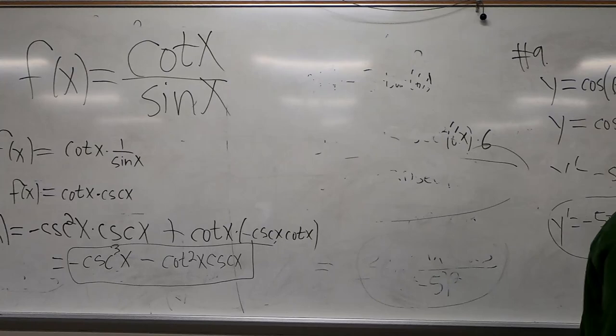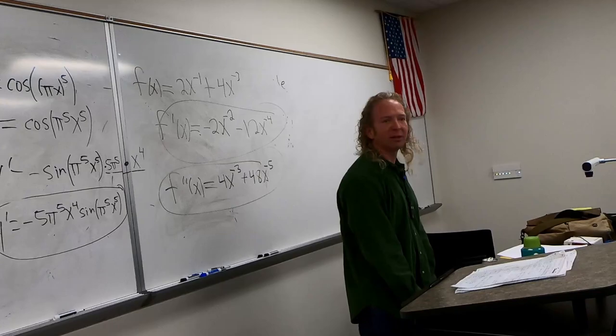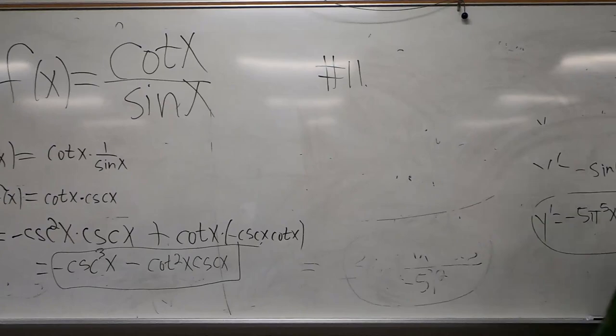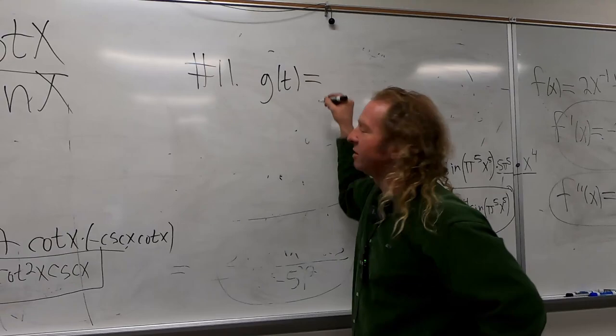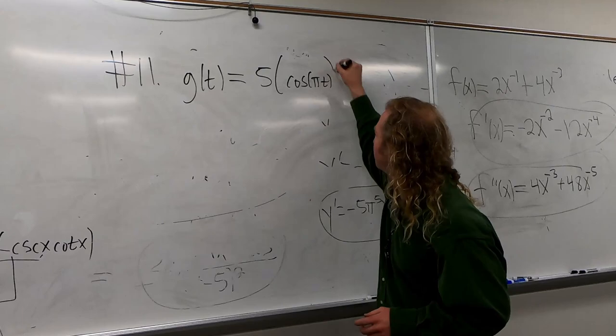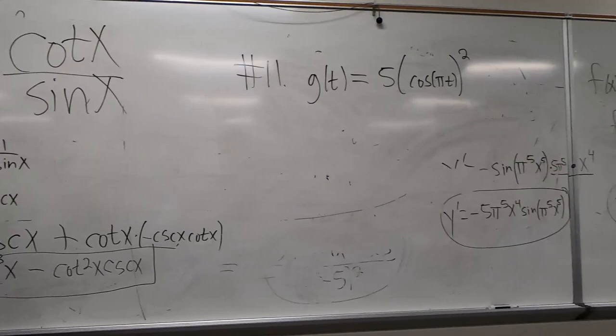So that was number 10. Any questions on number 10? We should probably do number 11. It's a little bit different. Let's do it. Number 11, we have little g of t, and this is equal to 5 parentheses cosine of pi t. And the thing is, this is actually squared. So the whole thing is squared, right? The entire cosine function is squared. Okay, a little bit different in this one.